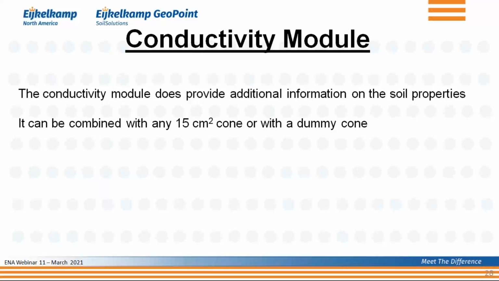Once again, it does provide additional information on the soil properties. So it's again a complement to the information that you get from your cone. And it can be combined with any 15 centimeter square cone or even with a dummy cone. Once again, just like with the magnetometer module, if you feel that you don't need the CPT data, you can put a dummy cone in front of this whole thing and push the conductivity module all by itself.